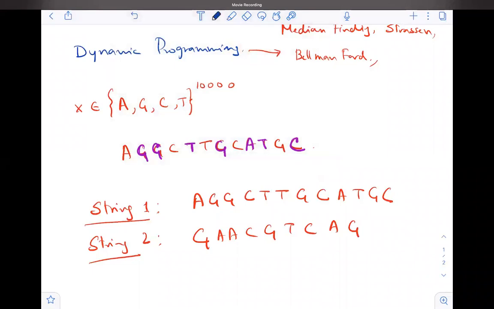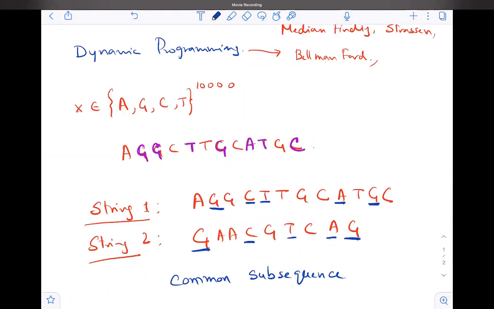So, for example, I can take this G, C, T, A, G. This is a subsequence that is there in string 2, and this is a subsequence that is there in string 1. So this subsequence is available in both of these, so this is a common subsequence.